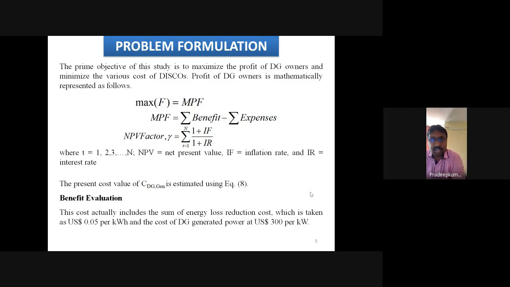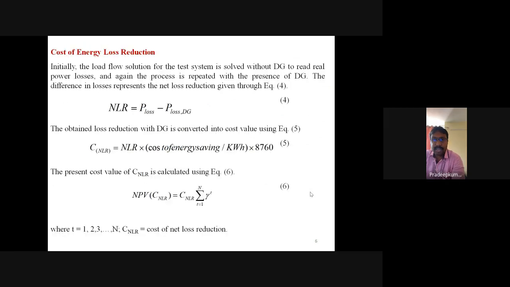The present cost value of C, that means the cost of DG generation, is represented in the equation. Now, the benefit evaluation cost actually includes the sum of energy loss reduction cost, which is taken as American dollars 0.05 per kilowatt hour, and the cost of DG generating power at dollars 300 per kilowatt hour. Now the next parameter is cost of energy loss reduction.